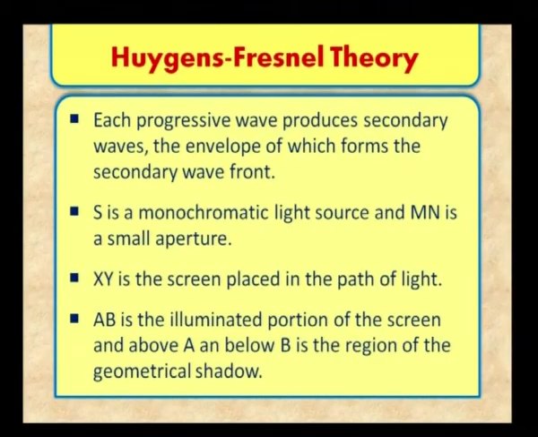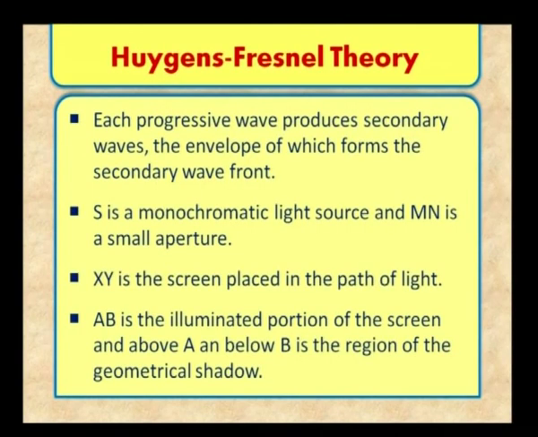Now, we will pass on to Huygens Fresnel theory. How to explain the propagation of light waves? Huygens proposed that the light going from a source has what are called wave fronts. Light is going, you have a wave front, then again the wave front travels like this. Each progressive wave produces secondary waves, the envelope of which forms the secondary wave front.